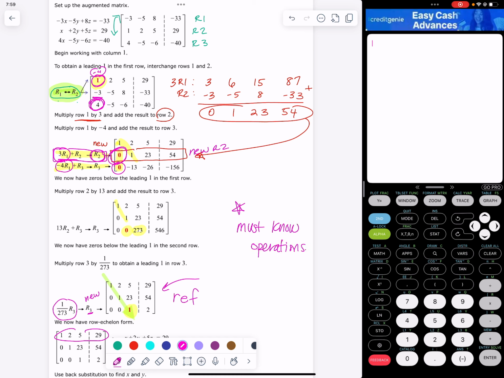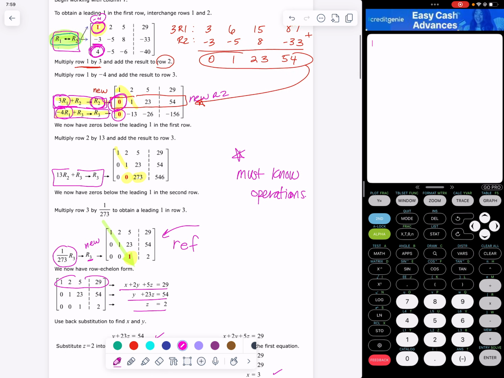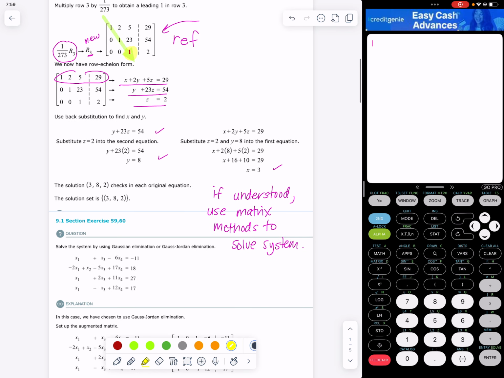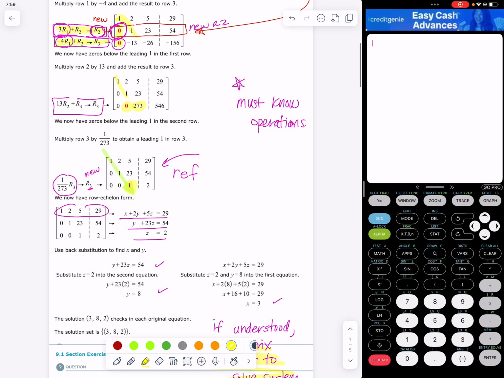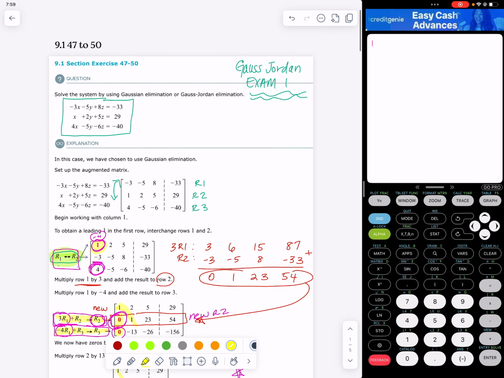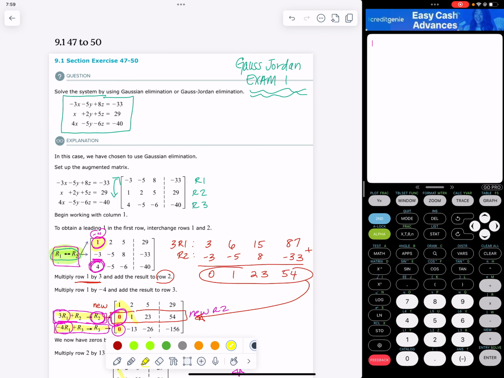And once you know these operations, because these questions are asked on the exam, what does this mean? What does this mean? Okay? But once you understand what those symbols mean, what that terminology is, I would like you to go ahead and use matrix methods to solve systems. So that's what I'm going to do in every one of these examples, okay? So now that we've gone through that, let's go ahead and work our first problem.